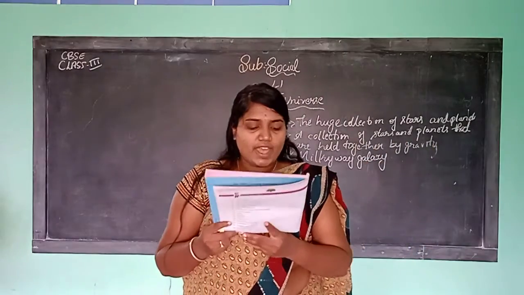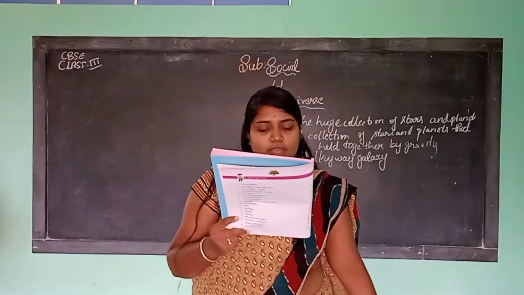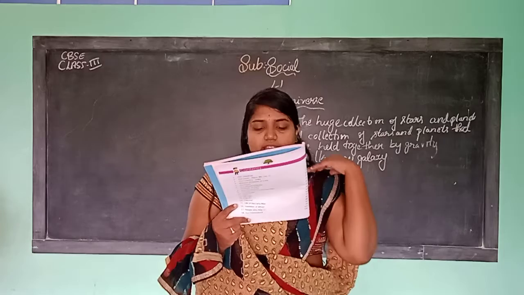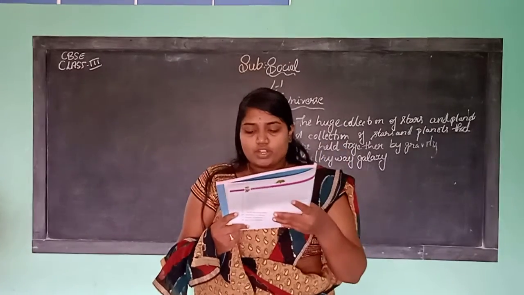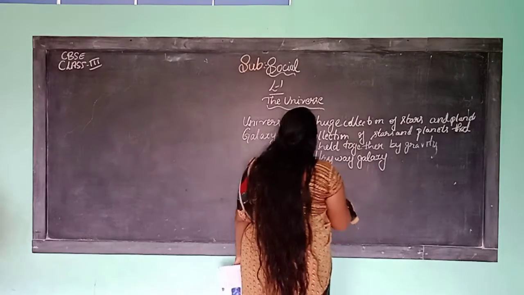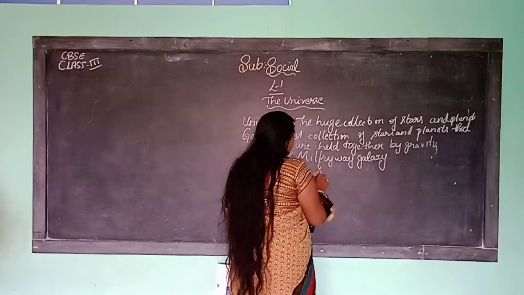There are thousands of galaxies that exist in space. The galaxy that contains our solar system is called the Milky Way. Our Earth is a part of this galaxy, also called Akasha Ganga. So what do we call this one? Akasha Ganga.